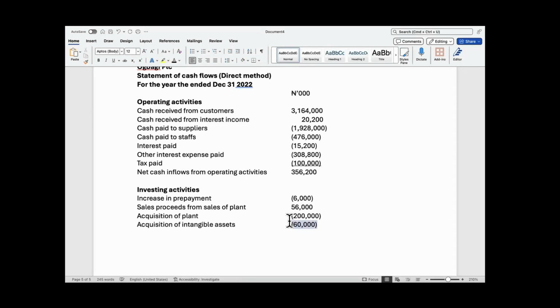Okay, muted the person. Okay, so what's the net cash flows from investing activities? How much? Negative 210,000. Outflow.